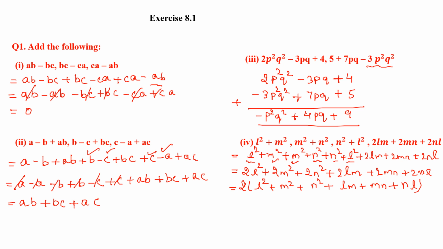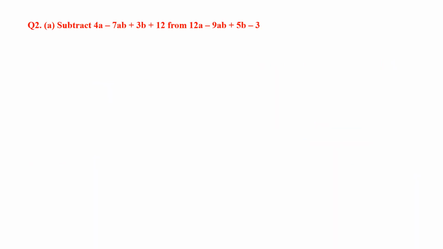Now moving to question number 2. Question number 2 is: subtract 4a minus 7ab plus 3b plus 12 from 12a minus 9ab plus 5b minus 3. So now again you can use any of the methods. If you are comfortable in column method, you can use column method. If you are comfortable in row method, you can use the row method. I am going to use the column method.